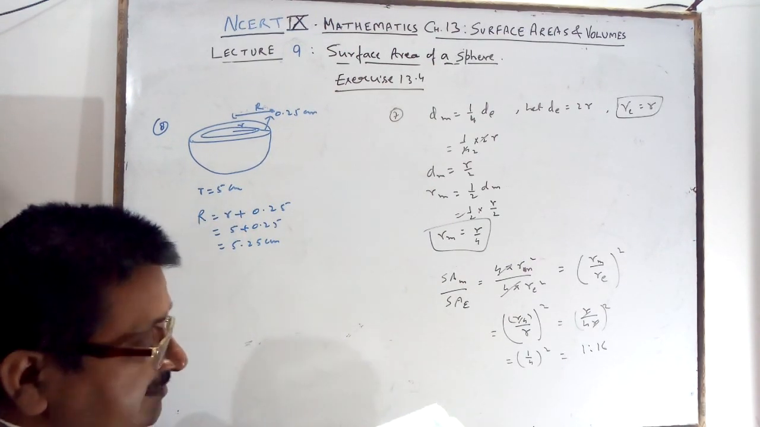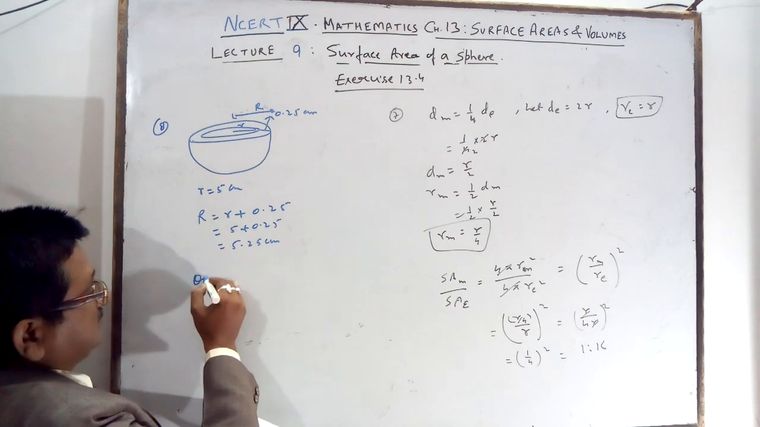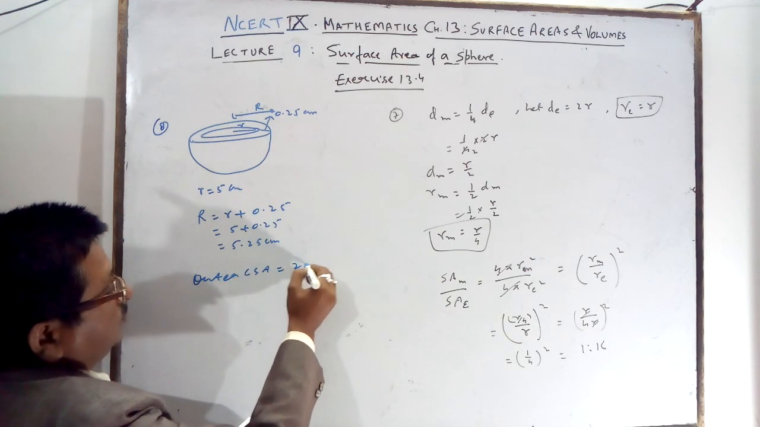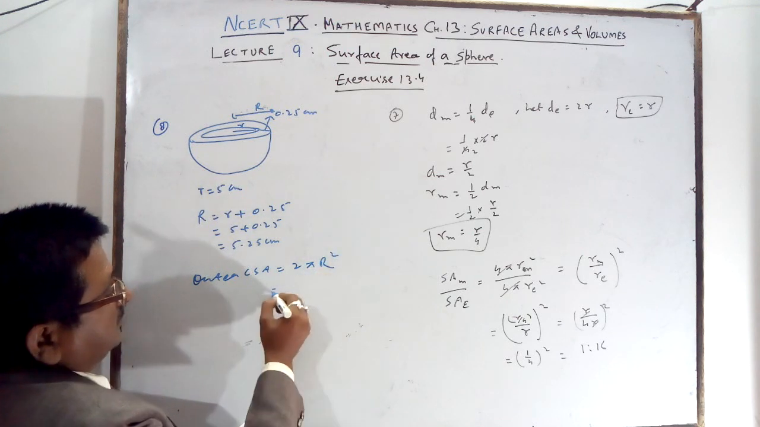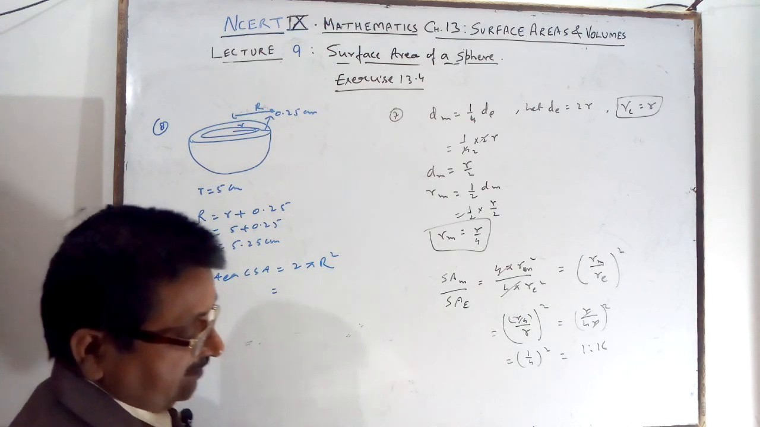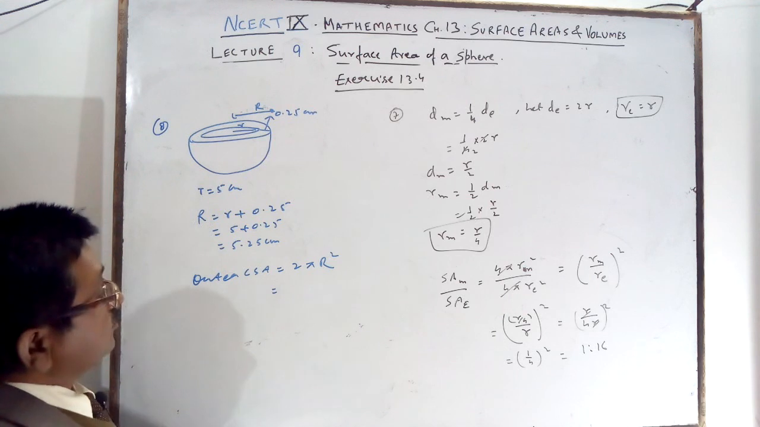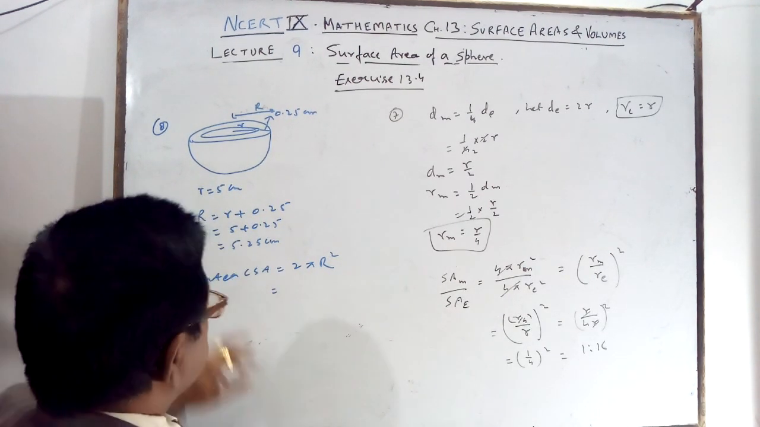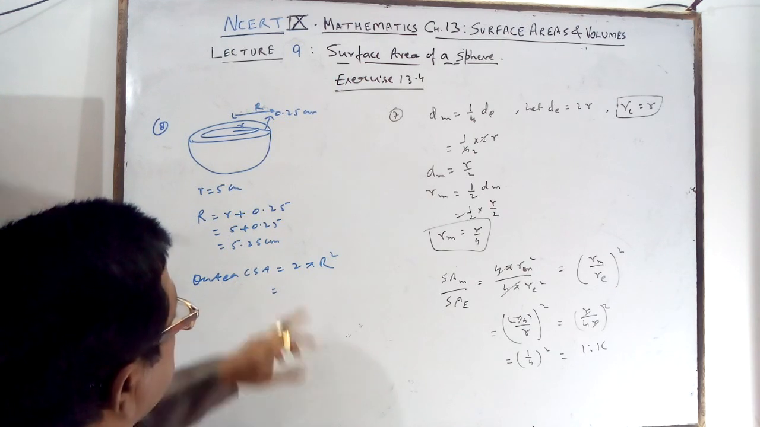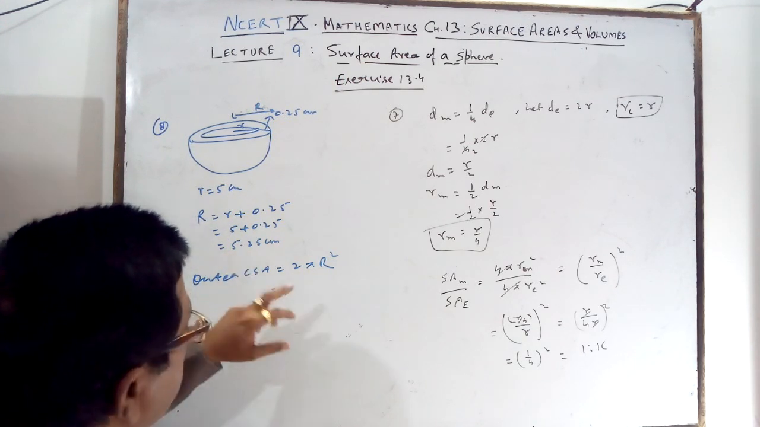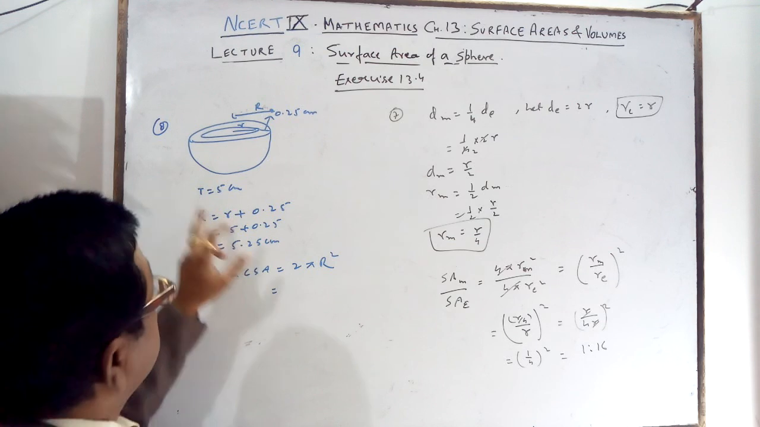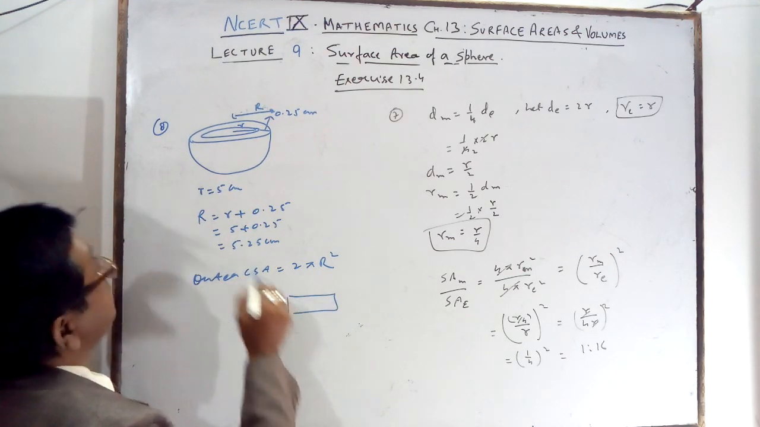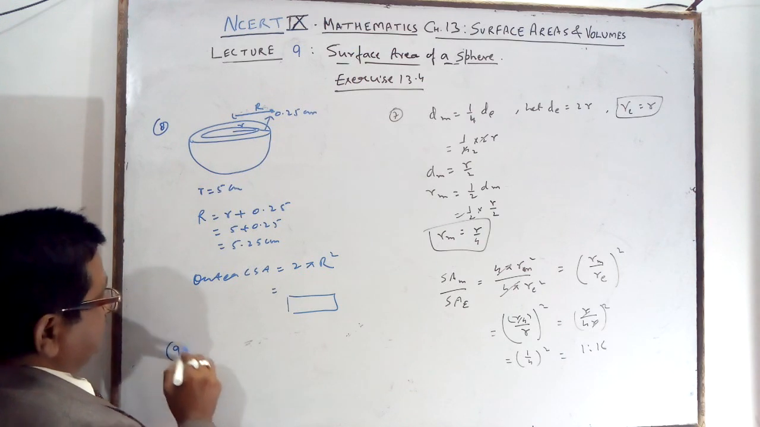Find the outer CSA of the bowl. Outer CSA is equal to 2 pi capital R square. You will put the values here, pi and r, 22 by 7 and r is this, and then find out the outer CSA. Question number 9.